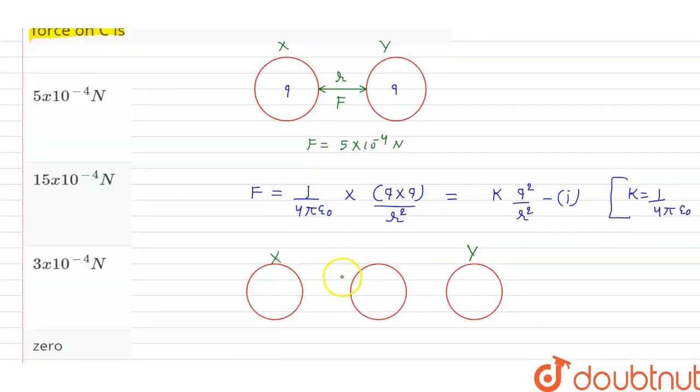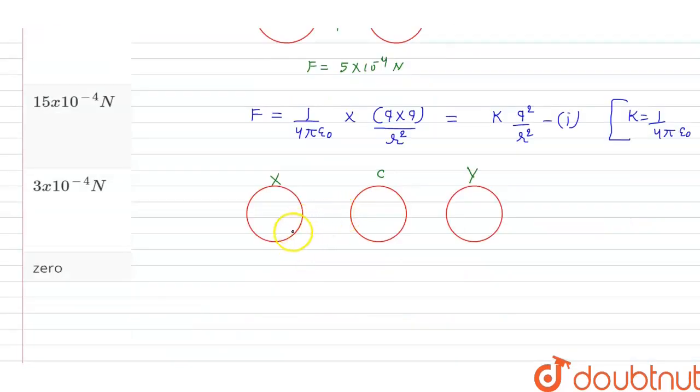Now, according to question, a third identical uncharged sphere C is first touched with sphere x and then placed at the midpoint between x and y, and the charge on sphere x is equally distributed between sphere x and sphere C. Therefore, charge on sphere x is equal to charge on sphere C, which is equal to q by 2.